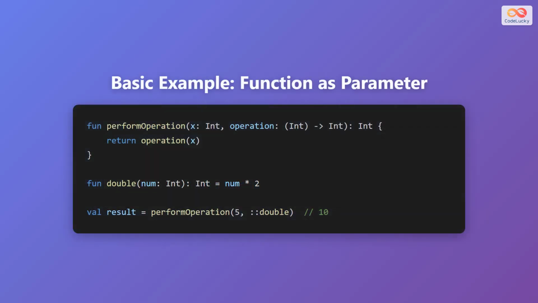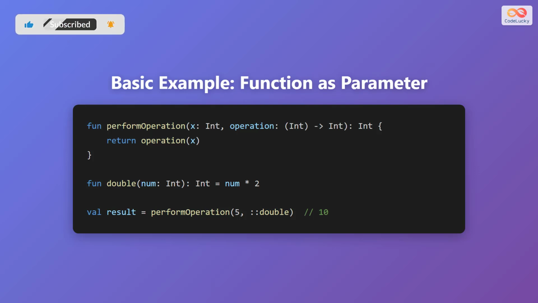Let's look at a basic example. Here we have a function called performOperation that takes two parameters. The first parameter is x, which is an integer. The second parameter is called operation, and this is where it gets interesting. The operation parameter is a function that takes an integer and returns an integer. Inside performOperation, we simply call the operation function with x and return the result.